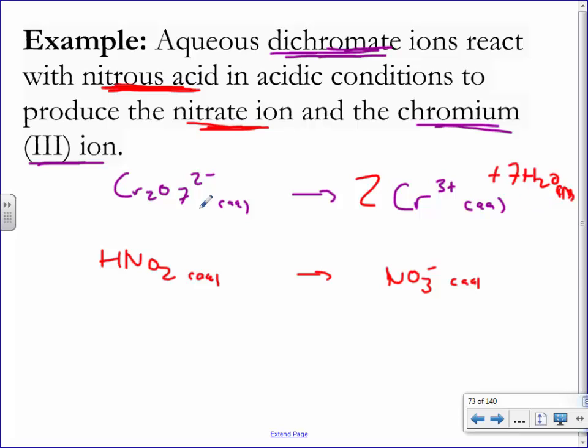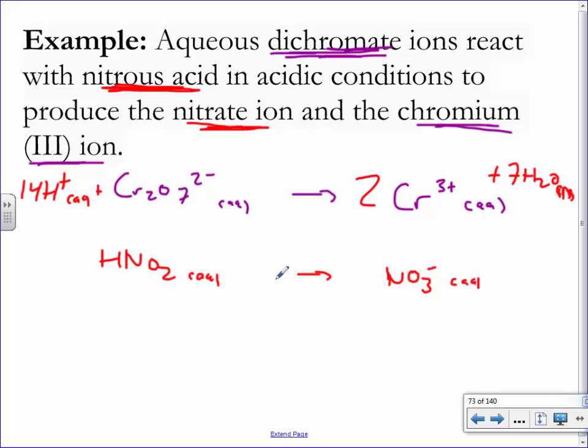But actually, there's an easy fix for that. I'm going to throw 14 hydrogens onto this side over here. Remember how I said it was in acidic conditions? Well, if it was under acidic conditions, I could have 14 H plus ions on this side. There. Now I've actually balanced the acidic part of this. So chromium's balanced, oxygen's balanced, hydrogen is now balanced. There's only one last thing we need to balance, actually.